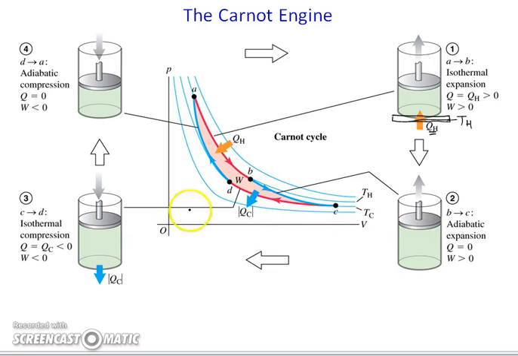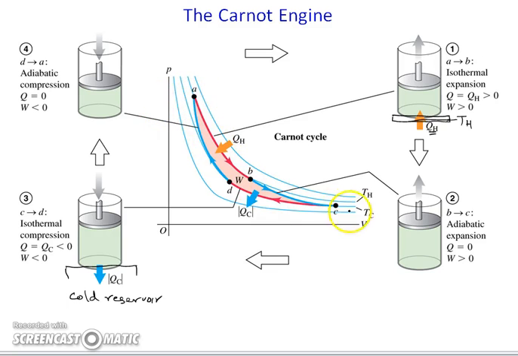Then from step C to D, it is compressed isothermally. So this is isothermal compression, and at that time it's sitting at a cold reservoir. This is my cold reservoir, and obviously a heat amount QC is released from the system. And then from D to A, it is again adiabatically compressed, so that Q is equal to 0, and negative work is done.